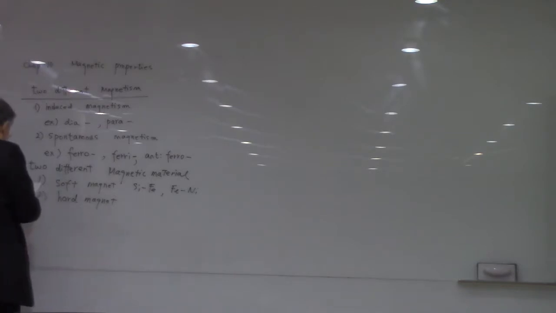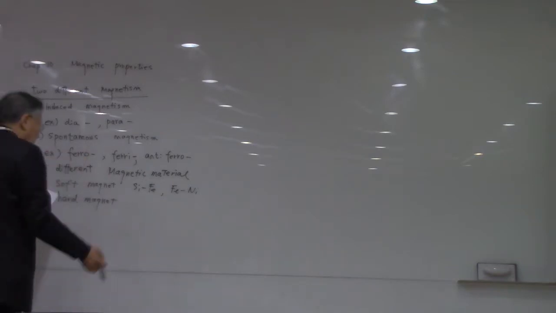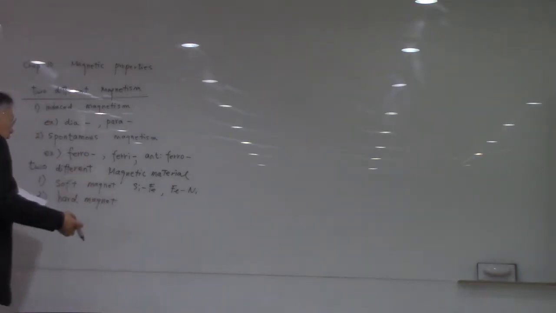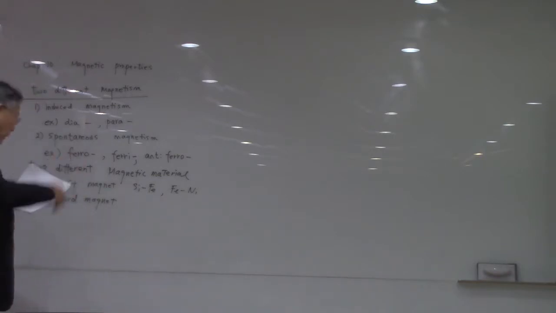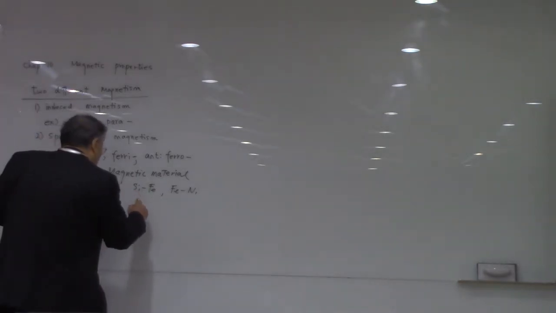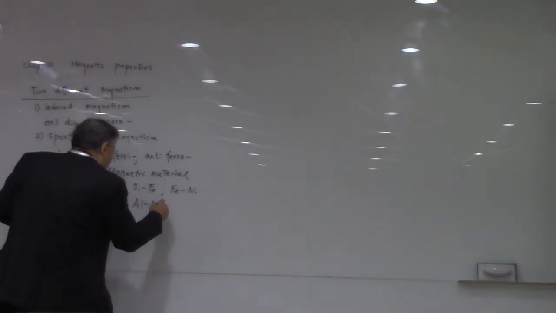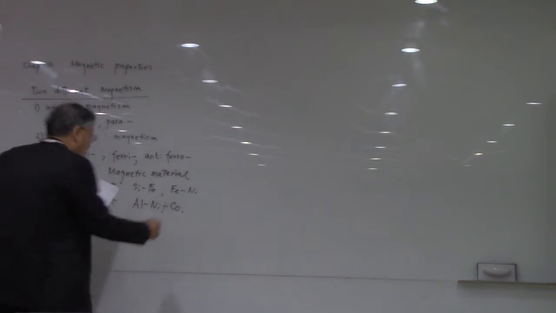Okay, and then a hard magnet, of course, it is difficult to magnetize the material, and once it is magnetized, it is difficult to demagnetize the material. So the example is Optical. This is a well-known hard magnet, Optical, and then other ferrites.